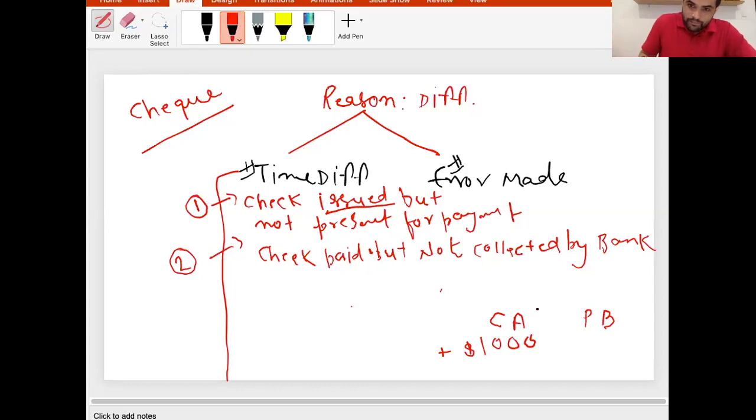So the idea is that right now cash increases in my cash account, but there is no change in my passbook. As a result, the balance between cash book and passbook will be unequal. All right, so that's the second reason, which also creates a difference between the balance of the cash book and the passbook. Now we move on to the third point.